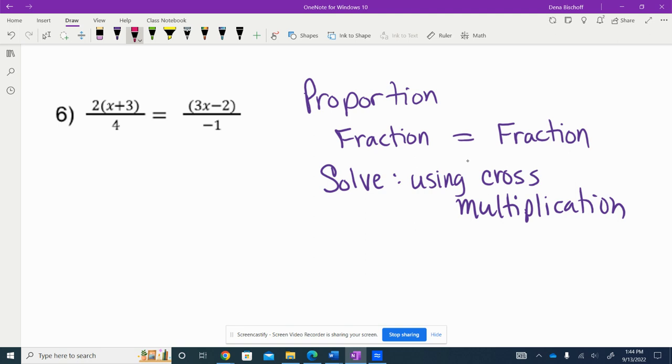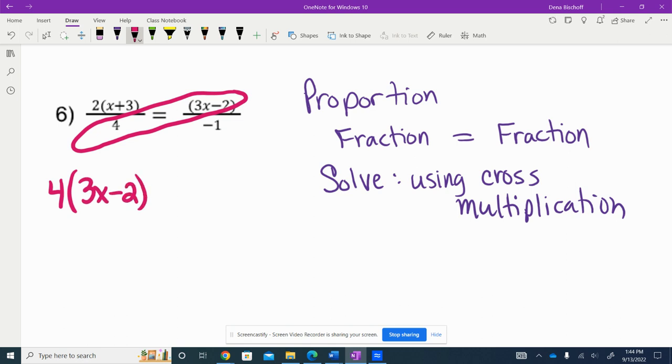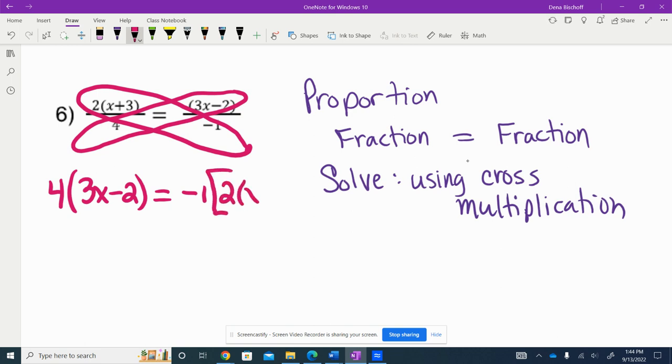Okay, let's do this. I'm going to cross multiply. Everybody do that. Draw a loop, just like that. That means I'm going to take the bottom number, the 4, and multiply it by the whole numerator, 3x minus 2. And that's equal to -1 times the whole numerator over there, 2 times x plus 3. Close my parenthesis.